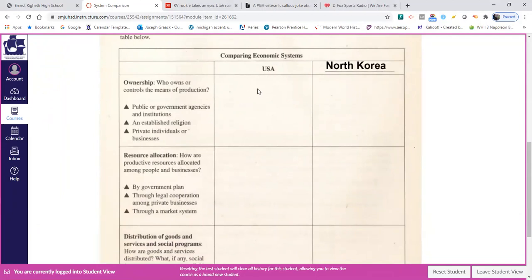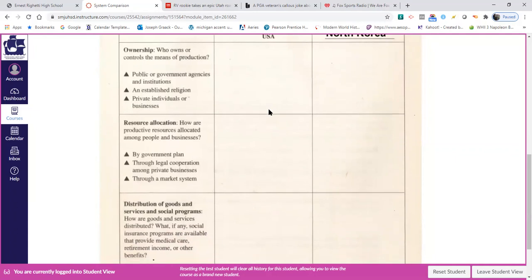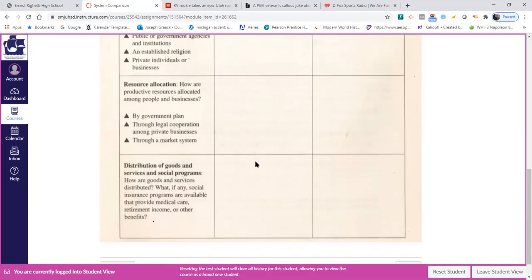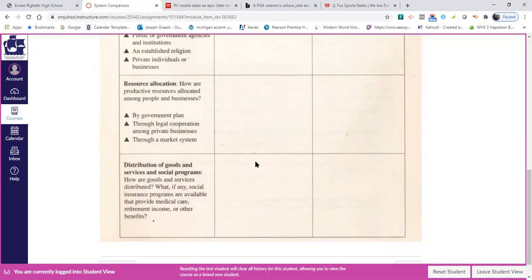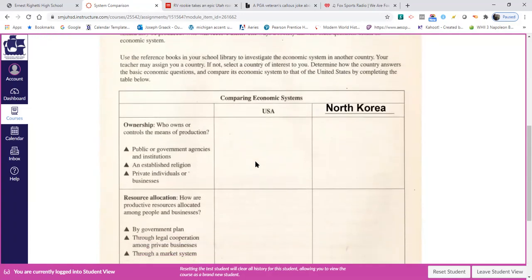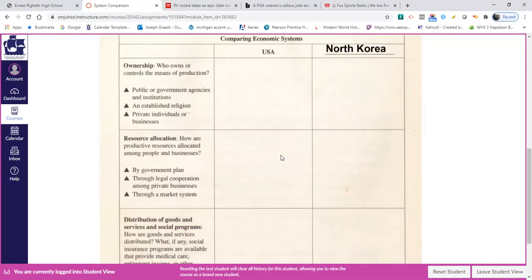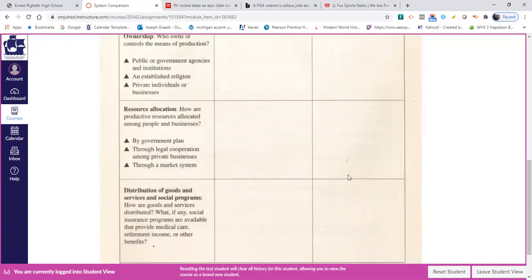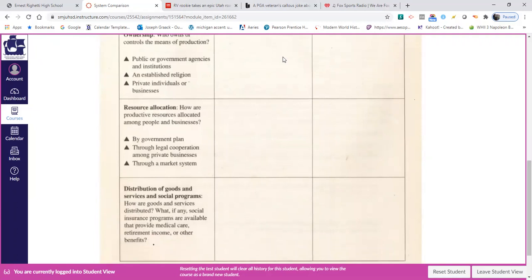Here in this part, group one, you're going to answer the questions about the United States. Group two, you're going to answer the questions about North Korea. So who owns or controls the means of production? Second box, how are productive resources allocated among businesses and people? And then last is the distribution of goods and social services. How are goods and services distributed? So group one, you're going to do the United States. Group two, you're going to do North Korea. You're going to share with the other group. So you need to make sure that you are doing this.